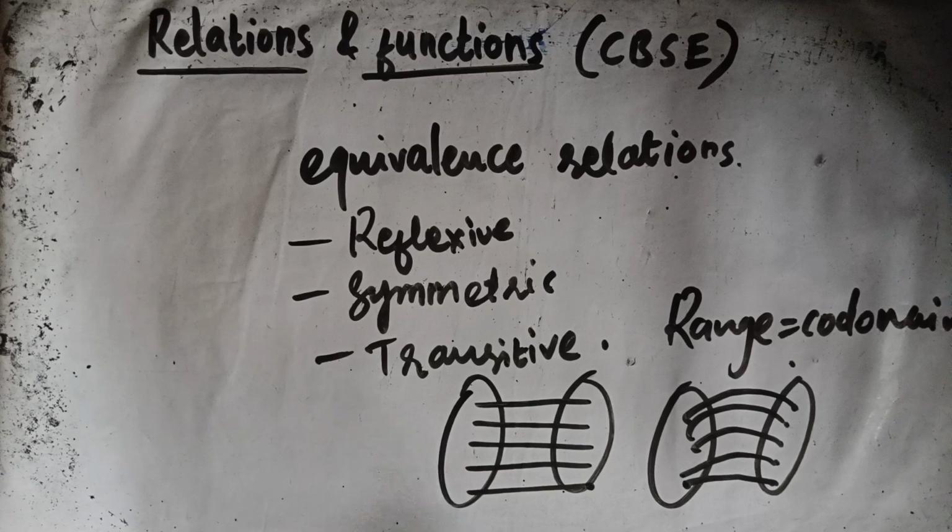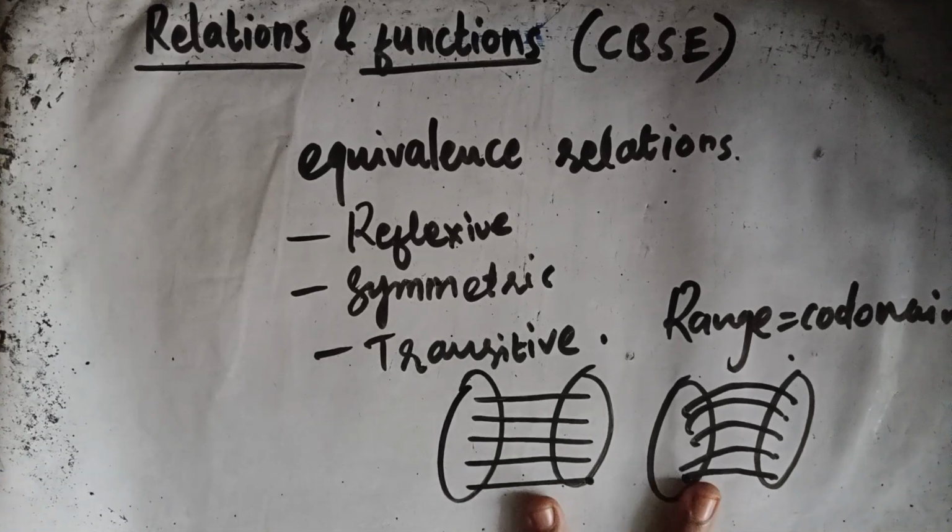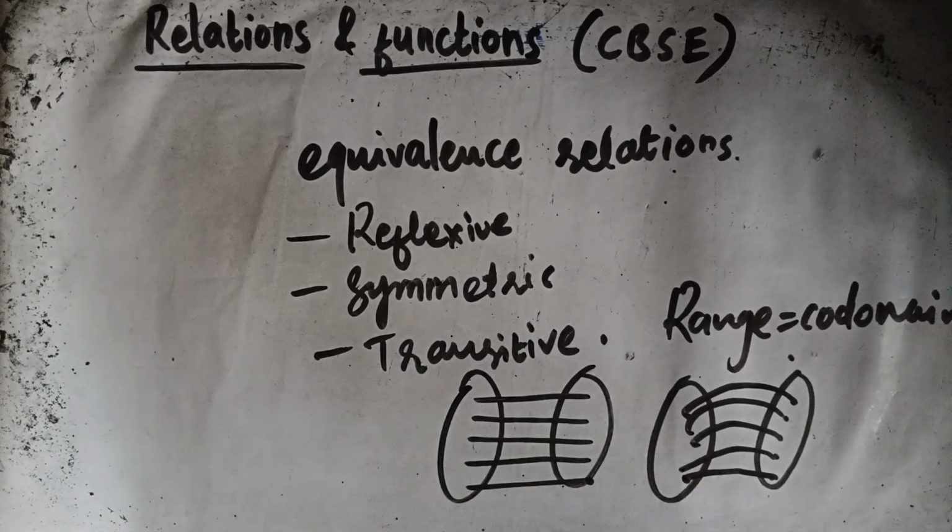So this is injective. This is surjective. If both are happening at once, then the function is called bijective. These two things are mostly asked in the question paper. Some questions are also based on assertion, reasoning. Then case study based questions are also asked from this chapter. So let's start with some questions.